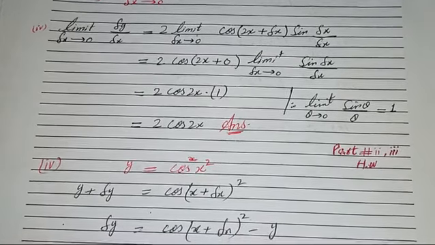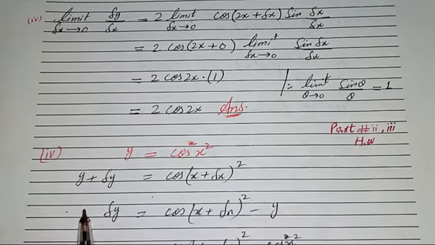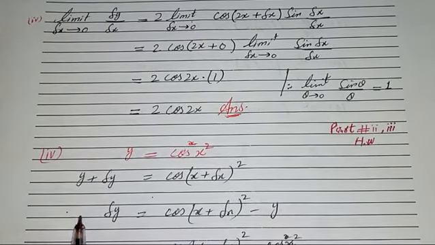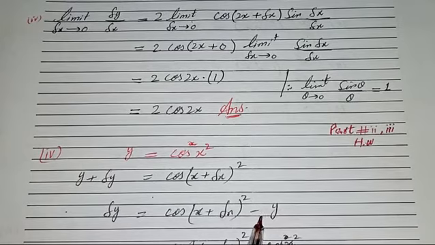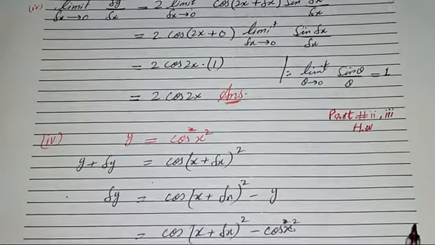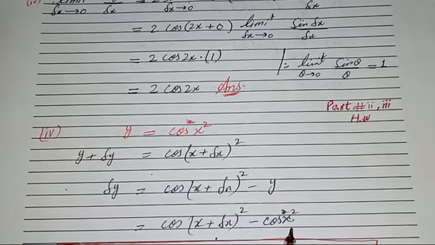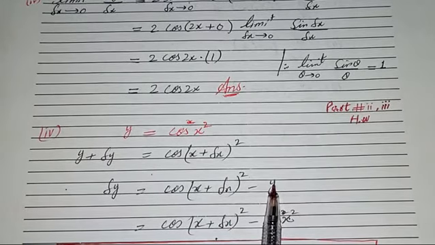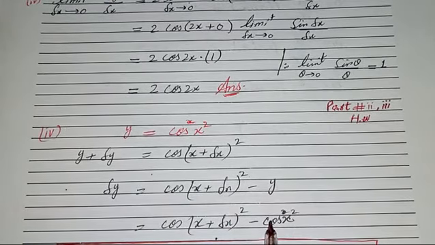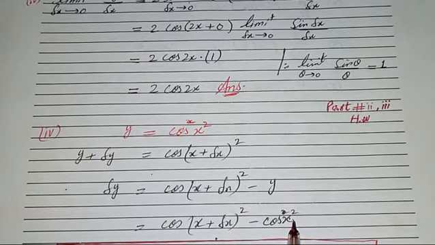So delta y is equal to, when you have changed the side of y from left hand side, it comes on right hand side, it carries negative sign. So delta y is equal to cos (x plus delta x) whole square minus cos x square. Put this is the value of y, cos x square. This is not cos square x, cos x square.